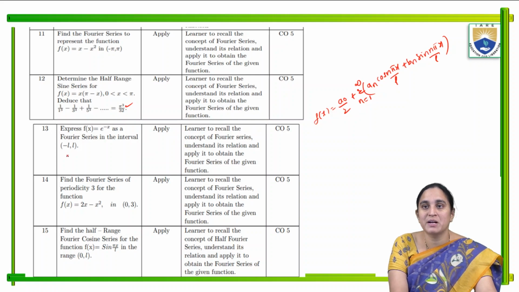Okay, this is the formula for minus L comma L. After that, within the limits, write a naught, an and bn as those formulas, and write the series for that. Okay, that is the 13th question.